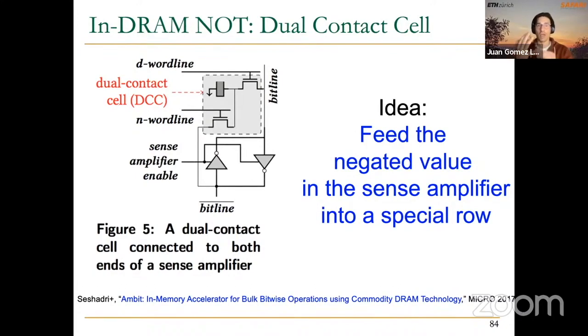Good thing is now we have AND, OR, and NOT. And probably you guys know that if you have these 3 operations, you have a functionally complete set that allows you to create any other operation, any more complex operation like an addition, multiplication, etc. The way to do NOT is by including a row or a couple of rows of special DRAM cells that are called dual contact cells that have not only 1 access transistor, but 2 of them.